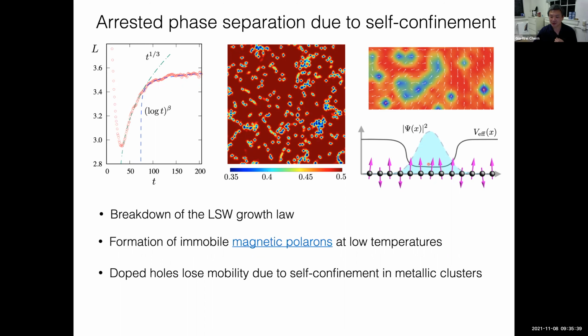And because of this sort of self-confinement of doped holes in the ferromagnetic clusters, this LSW mechanism does not work, because these carriers cannot move around. They cannot evaporate from the small clusters and then migrate to larger clusters. And that's why the domain growth sort of stopped. Right. And an interesting question is whether quantum fluctuations matter. Here we treat the spins as classical spins, but whether including the quantum fluctuations of these spins might restore the LSW law is unclear.